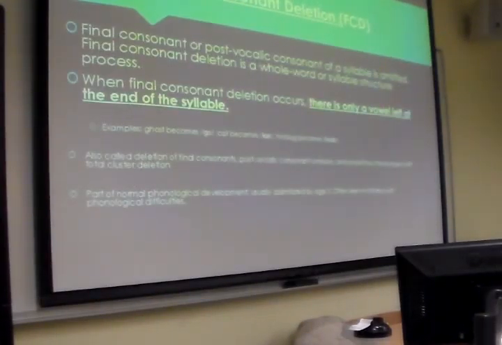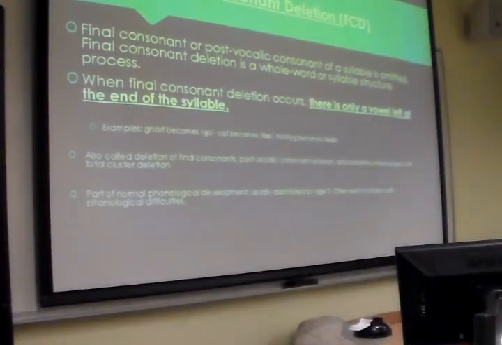Okay, final consonant deletion. This is one that we mentioned. This is when the consonant after a vowel, so post-vocalic, a post-vocalic consonant of a syllable is omitted. So it's when the final consonant in the word or a final consonant in a syllable is completely omitted. When final consonant deletion occurs, there's only the vowel left at the end of that syllable.